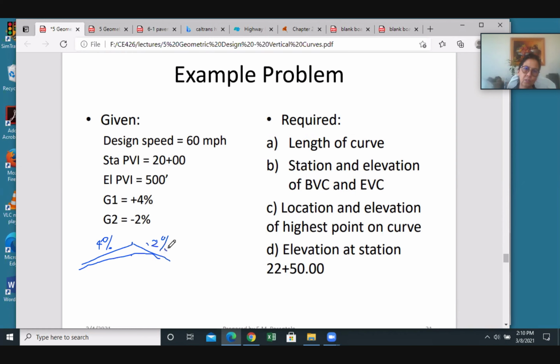So first we need to know the length of curve. So how do we solve for the length of curve? This is your crest curve, right? So let's try doing that first.